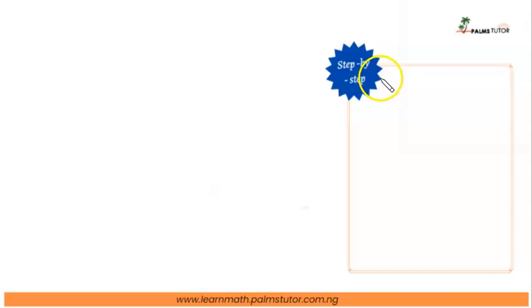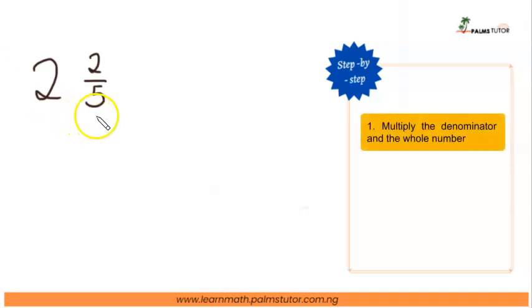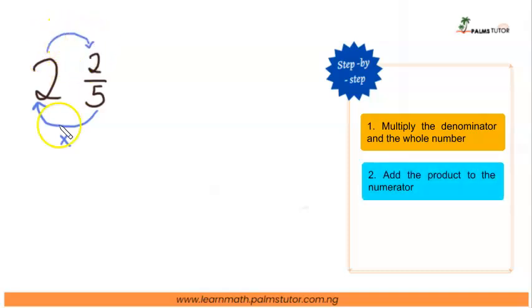Changing mixed fractions to improper fractions in a few steps. So we have 2 whole number, 2 over 5. What do we do? First, multiply the denominator by the whole number. You can have something like this so that you have times. And then second step, you go this way and add your answer.